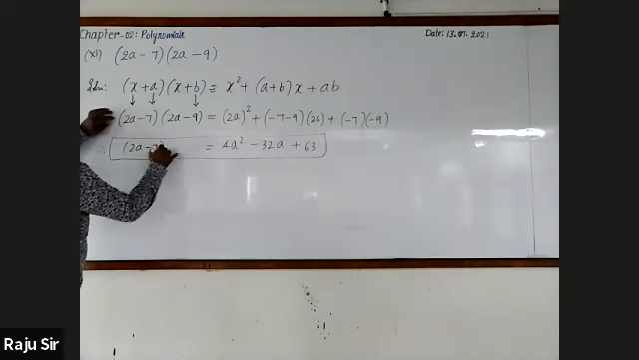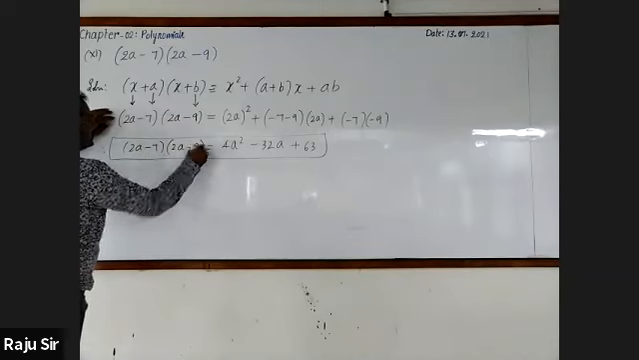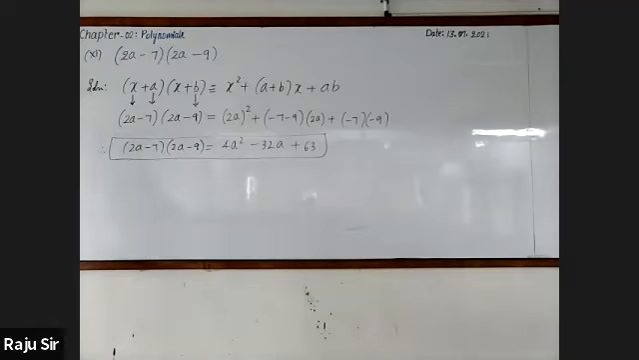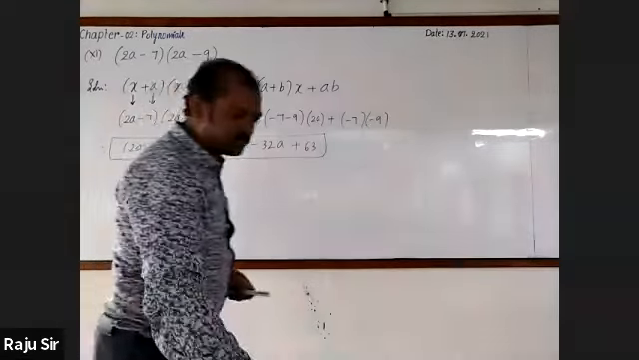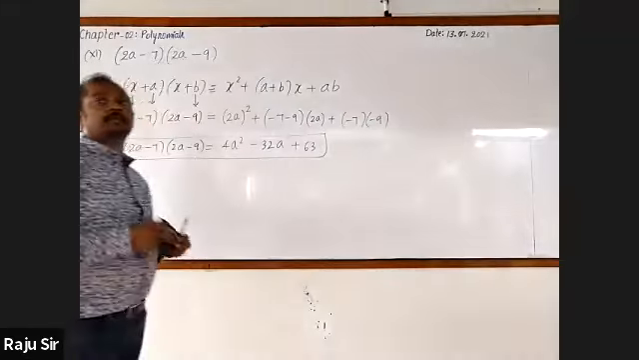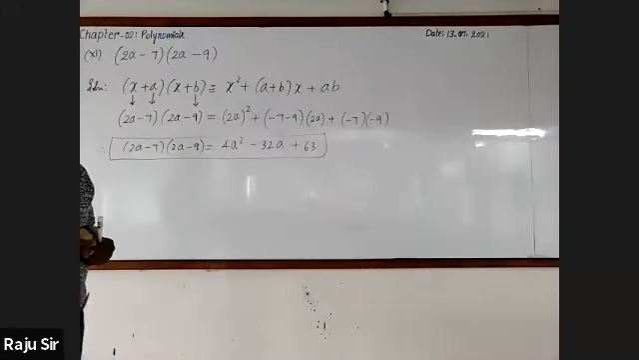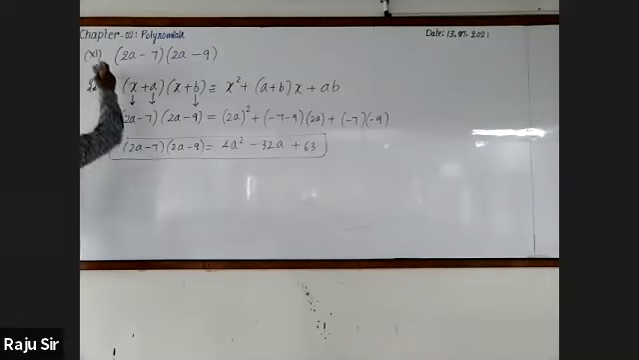Right. Therefore, 2a minus 7 into 2a minus 9 is equal to 4a square minus 32a plus 16. Just one student asked to take the problem on another identity, x plus a into x plus b into x plus c. I'll go for taking that as the last one. Right. 12th one.